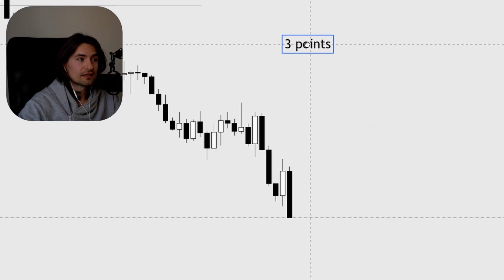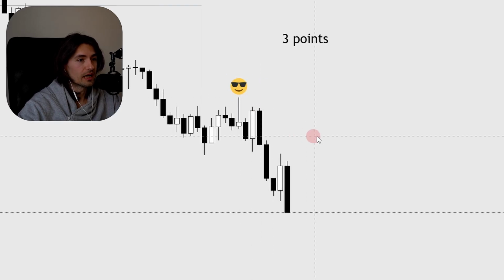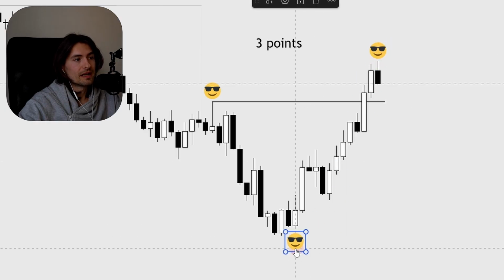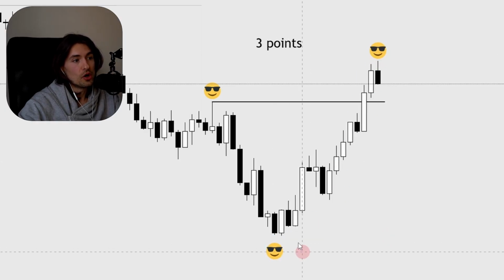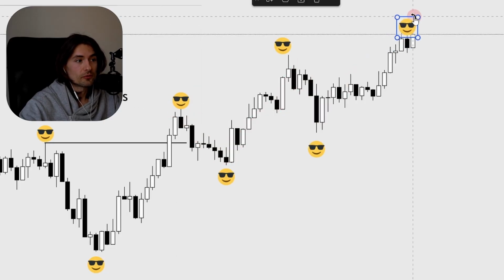Do not get confused, focus always on the 3-point method. One point will be the origin of the pullback, the second one will be after this point is broken, and the third one is the extreme high or low between these two. Now we have 3 points. Now you have the structure, rinse, repeat.